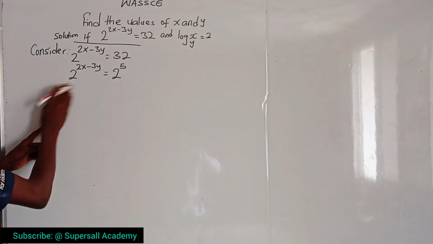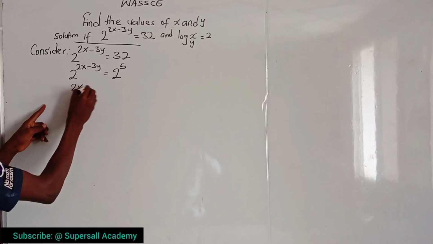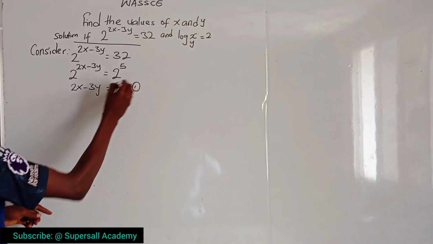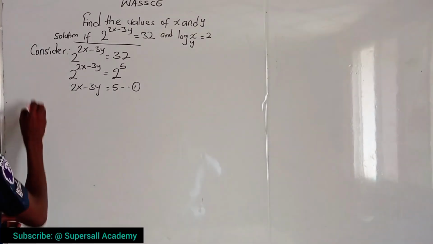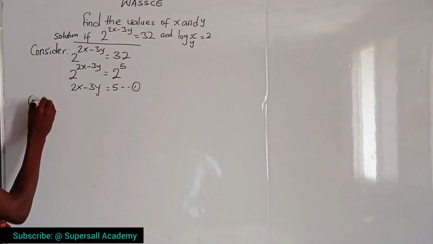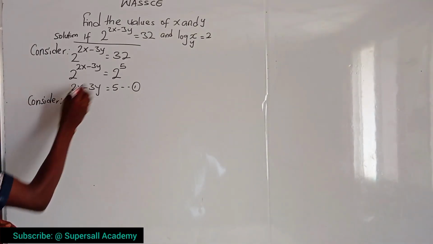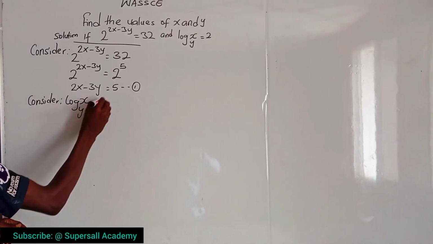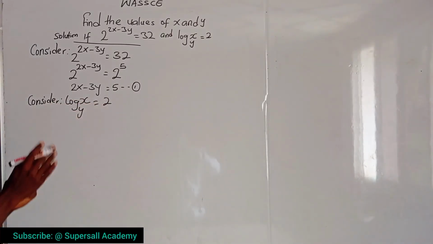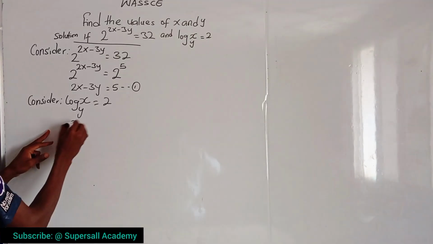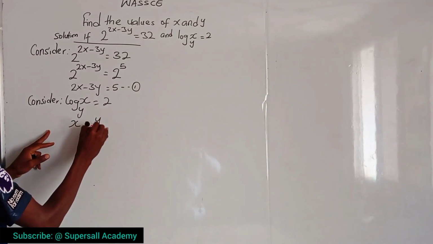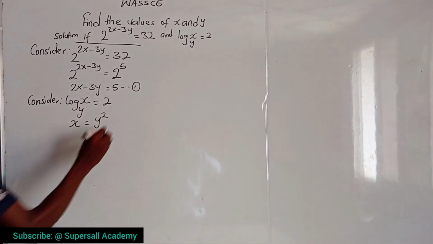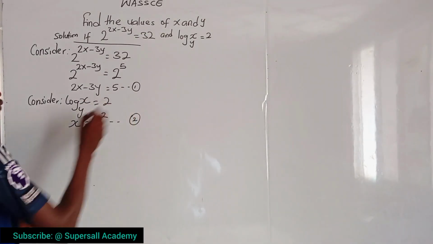So after this point, you say 2x minus 3y equals 5, as Equation 1. You also consider log x base y equals 2. According to the definition of logarithm, you say x equals y raised to the power 2. This 2 will act as a power now. So that is Equation 2.